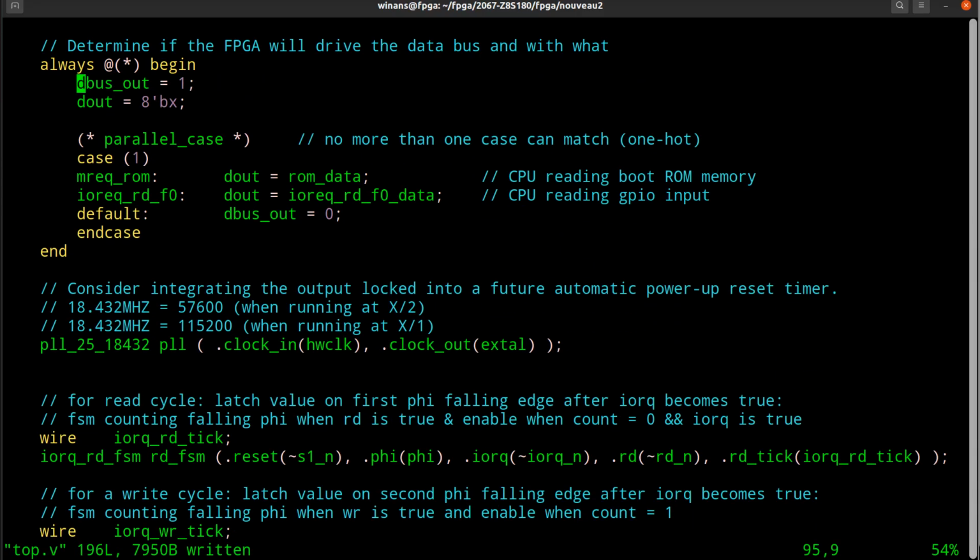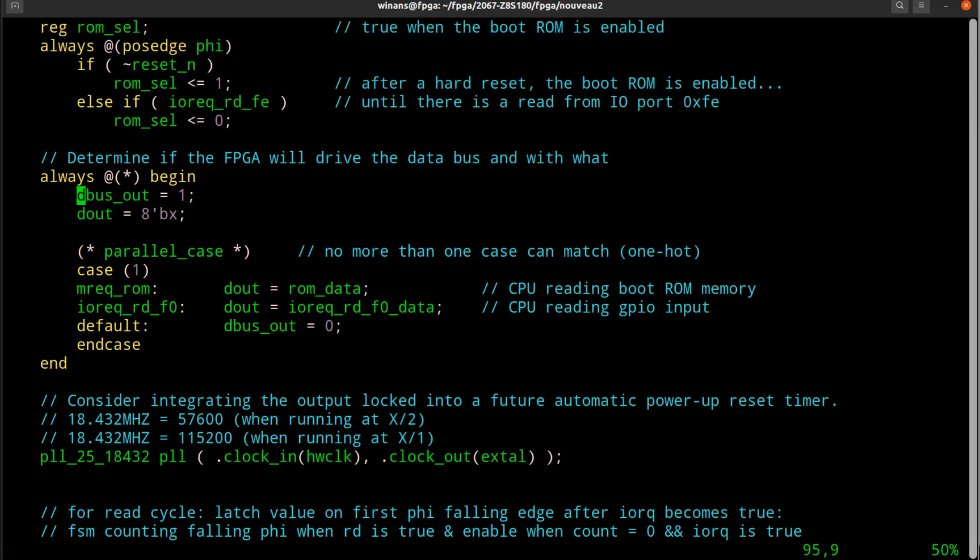All right? Now, here's the way you want to do this. By default, I'm going to assume that the FPGA is writing to the bus. This is kind of a wonky default, but you'll see why in a minute. The D out by default is I don't care what's on the data bus unless I override it below. This is a parallel case, which means that no more than one of the cases in here can match at the same time. It's a one-hot design, but I might have, I'm inventing a new word here, none-hot scenario.